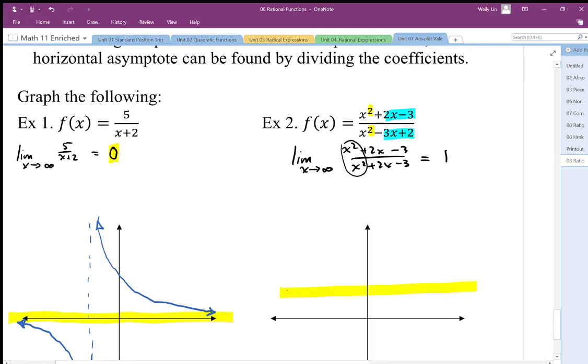Just draw that in. There's my horizontal asymptote. It's at y equals 1. That's going to match that value there.